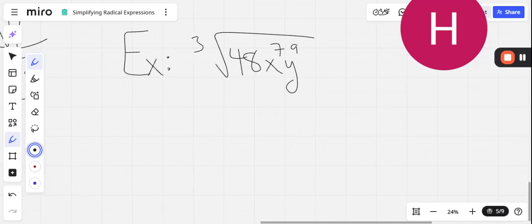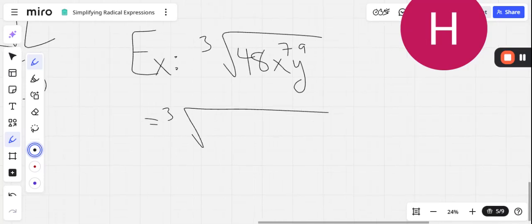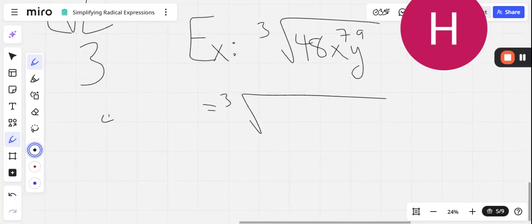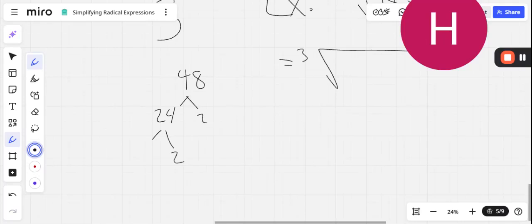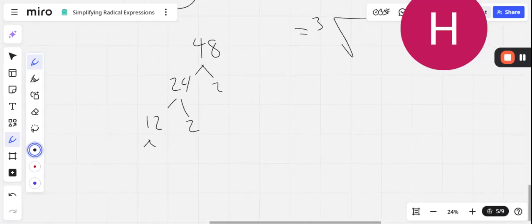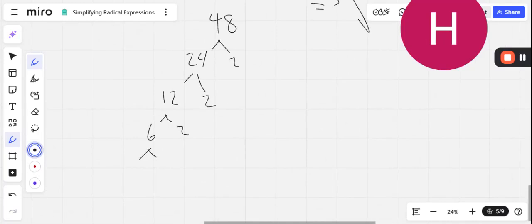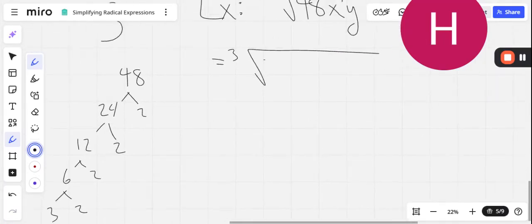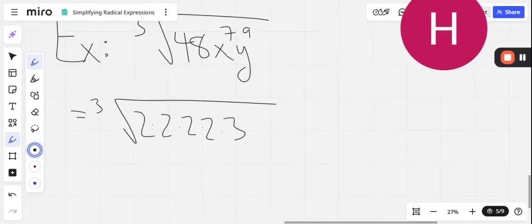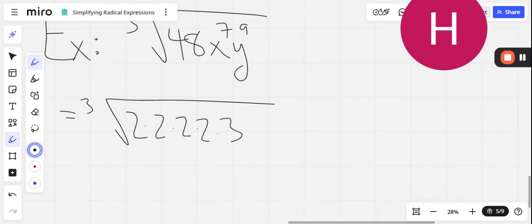So we're going to break this up into the cube root of, how does 48 break up? We kind of already saw how 48 breaks up above, but that's okay. We'll do 2 and 24, and then we'll do 2 and 12, and then we'll do 2 and 6, and then we'll do 2 and 3. So this is going to be 4 copies of 2. That's 2 times 2 times 2 times 2 times a 3. And then we have 7 copies of x.